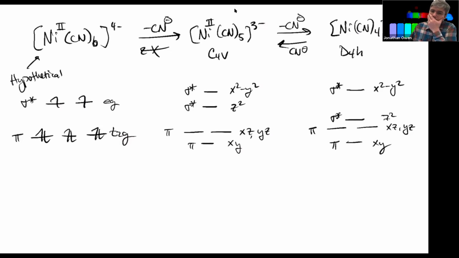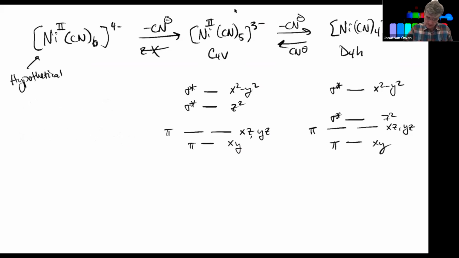So across this, the Eg is the same energy as the x squared minus y squared, and the T2g is the same as the xy or the xz, yz? Or is that not analogous in general? Let's redraw this just to make that clear. You're right.